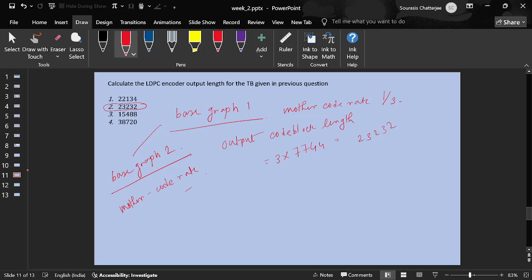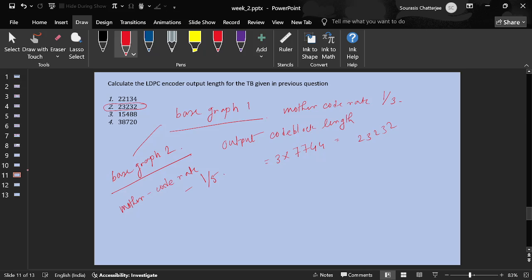So actually the mother code rate in base graph 2 is 1 over 5. So should I now multiply by 5 times? There is a catch here. It's not going to be 5 times 7744. Can you point out why? The block size will vary with base graph 2. The block length may vary with base graph 2.